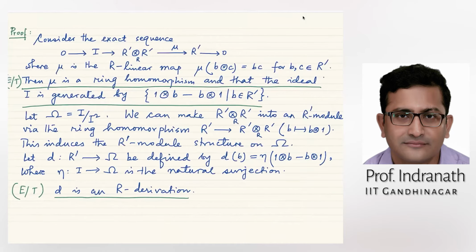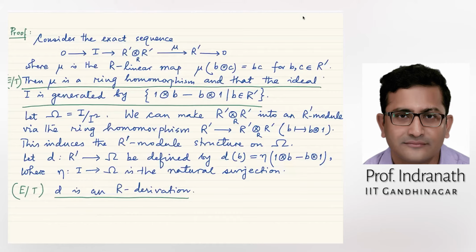Define D from R dash to omega by dB equal to eta of 1 tensor B minus B tensor 1. Basically, eta is nothing but the canonical surjection from I to I mod I square. Instead of writing the bar, this map has been used because the expression would involve eta quite a lot. So that is why this notation has been used. So this is the image of this element in I mod I square, basically.